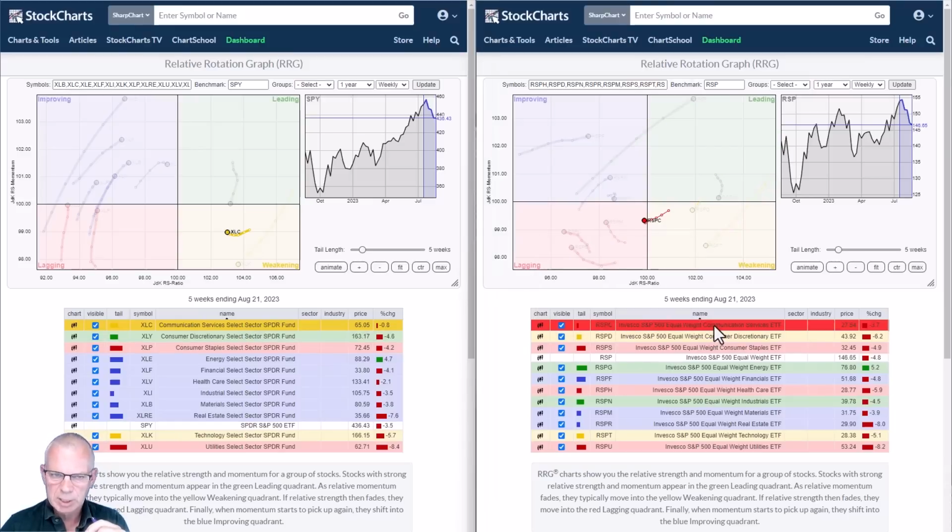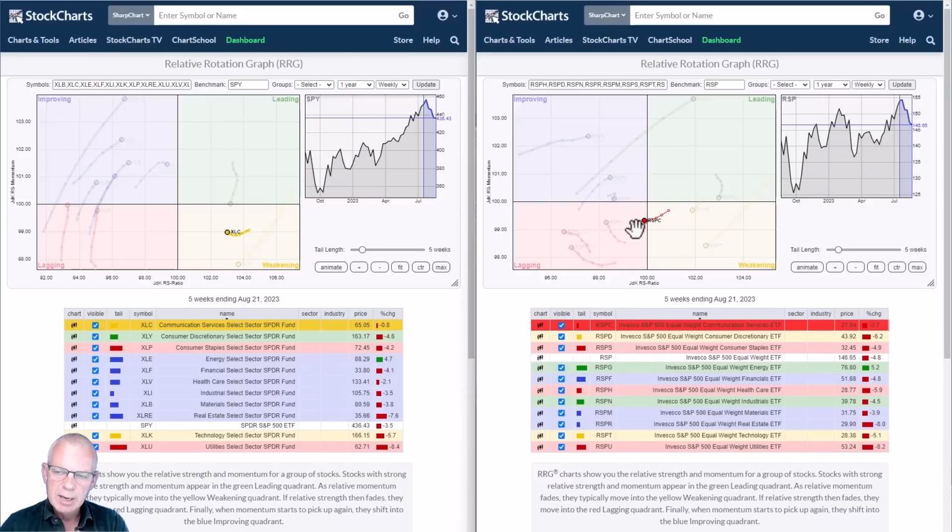So here is communication services. And what you see is that the cap-weighted version is still inside weakening, and it's actually already starting to move up a little bit, while the equal weight version is just about to cross over into the lagging quadrant. That tells me that the larger cap communication services stocks are actually doing better in this case. So they are leading because XLC looks as if it's ready to curl back up, whereas the equal weight counterpart is moving into the lagging quadrant.